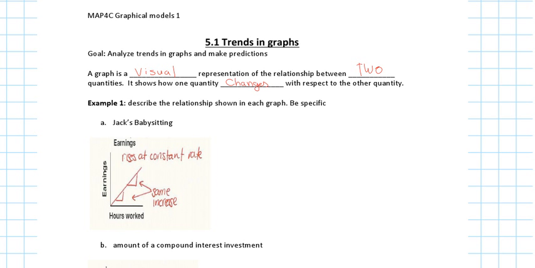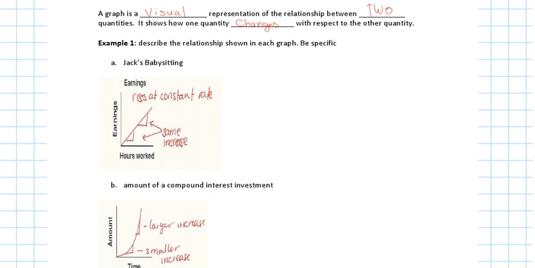So when you're looking at a graph, you can say that as this is growing, this is growing, or as this is going up, this is going down. You're going to be able to visualize this, to see this visually. Okay? So let's look at some examples here. The first example says to describe the relationship shown in each graph, and be specific.